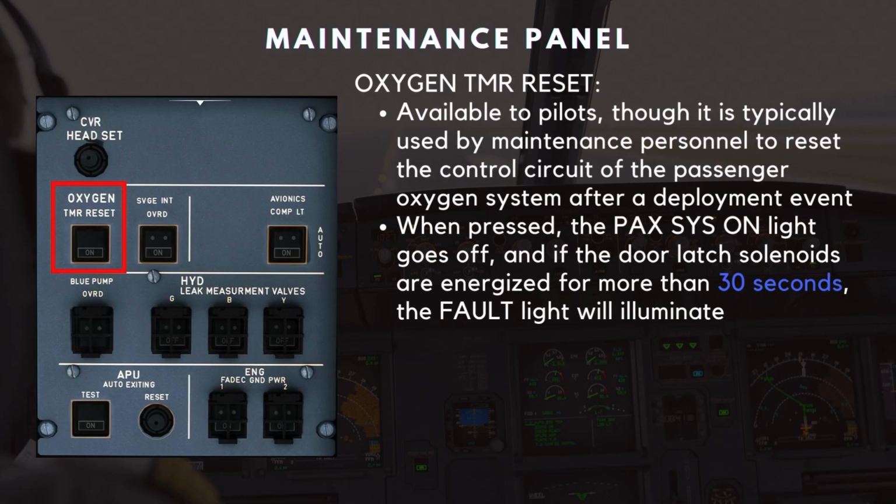The oxygen timer reset button is another feature available to pilots, though it is typically used by maintenance personnel to reset the control circuit of the passenger oxygen system after a deployment event. When pressed, the passenger system on light goes off, and if the door latch solenoids are energized for more than 30 seconds, the fault light will illuminate in white.